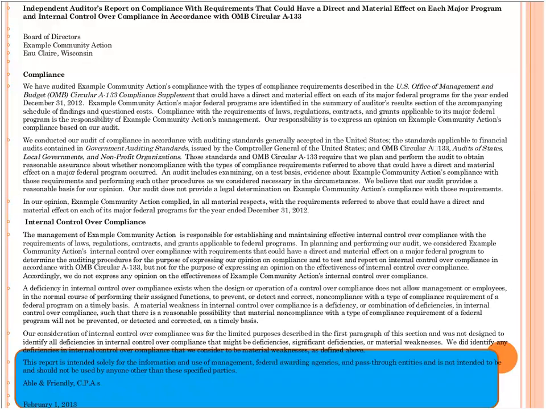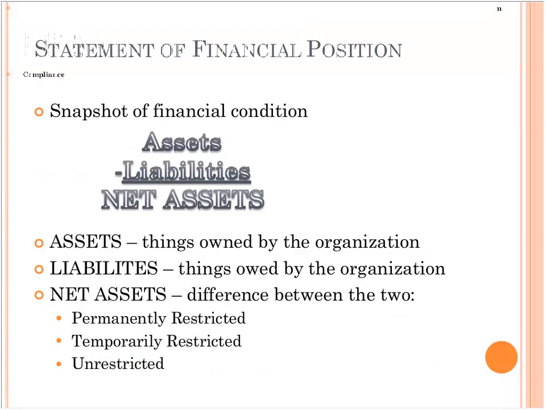So those are the basic opinions that are in the financial statements. I thought we'd spend just a few minutes overviewing what the financial statements are that are presented. As I mentioned, there are three basic financial statements. The first is the statement of financial position. This is a balance sheet if you're in the for-profit world. It gives you a snapshot of the financial condition of the organization at a point in time.